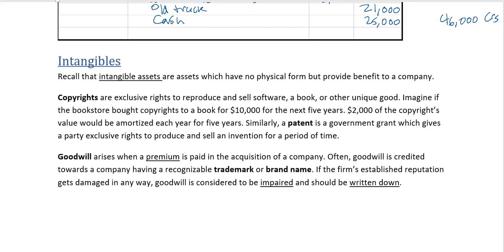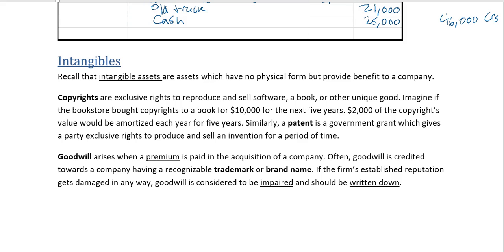Alright, so let's wrap up this chapter with some intangibles. As promised, we'll talk a little bit more about goodwill and also copyrights. Recall that intangible assets are assets which have no physical form but provide benefit to a company. Copyrights are exclusive rights to reproduce and sell software, a book, or other unique good. Imagine if the bookstore bought copyrights to a book for $10,000 for the next 5 years. $2,000 of the copyright value will be amortized each year for 5 years. Similarly, a patent is a government grant which gives a party exclusive right to produce and sell an invention for a period of time.